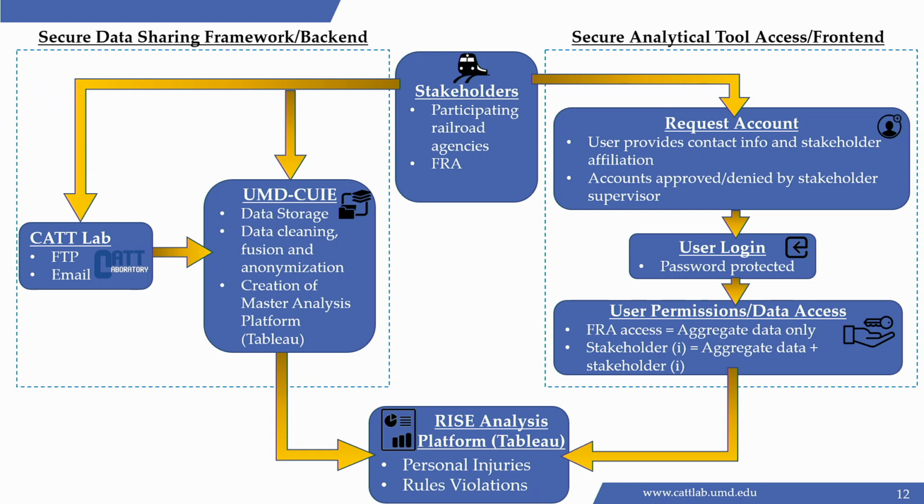The way that it works is we set up an online Tableau tool. So you needed a user password and login that we supported. And then once they went in, depending on their domain, the FRA folks could only see the aggregate data set. They couldn't see any of the individual stakeholders that participated. And then, as I mentioned before, all of the stakeholders had the ability to see their own data, so Amtrak could see their data and the aggregate so they can do the benchmarking.